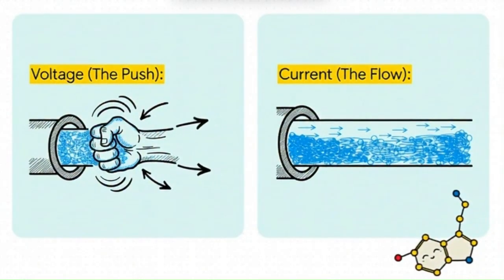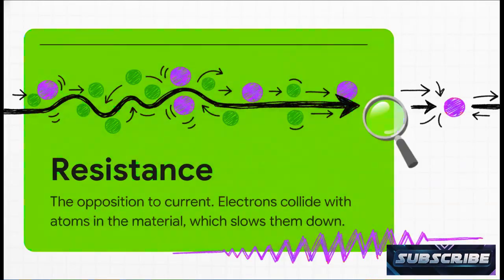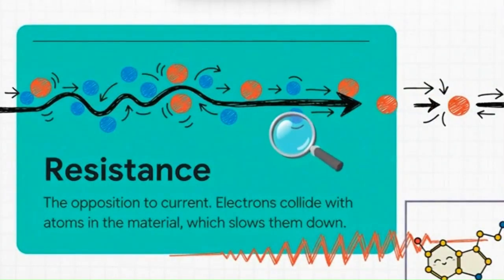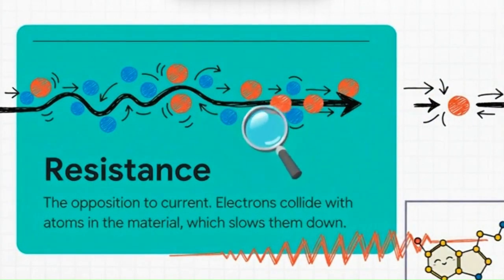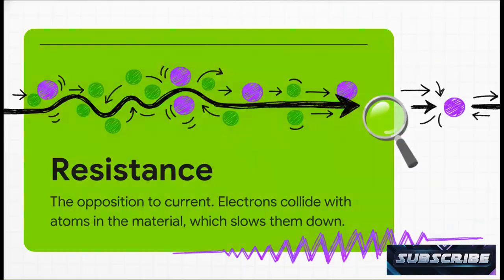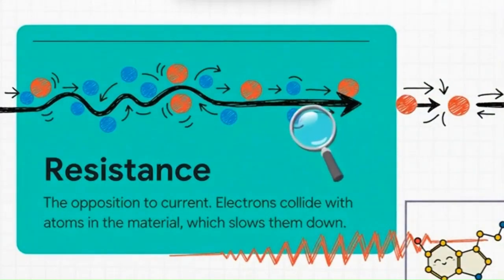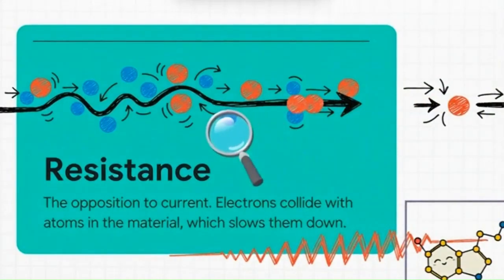You need both the push and the flow to get anything done. But here's the thing, it's not a perfectly smooth ride for those electrons. As they're racing through a wire, they're constantly bumping and crashing into the atoms of the wire itself. It's kind of like trying to run through a really crowded hallway. This electrical friction, we call that resistance.